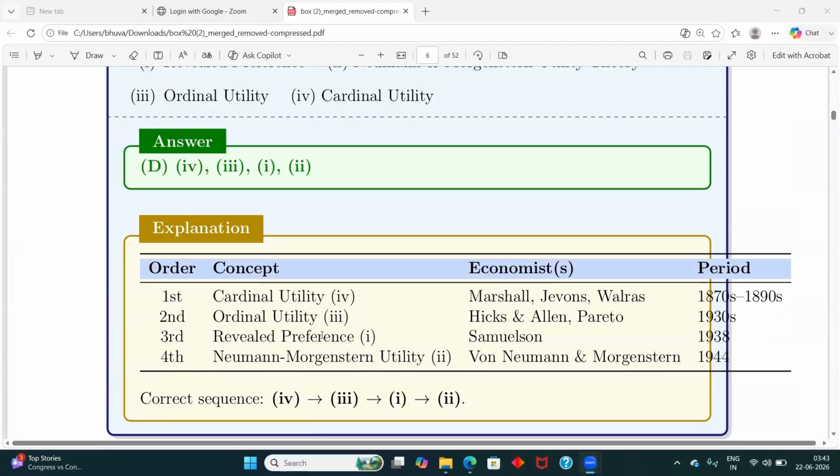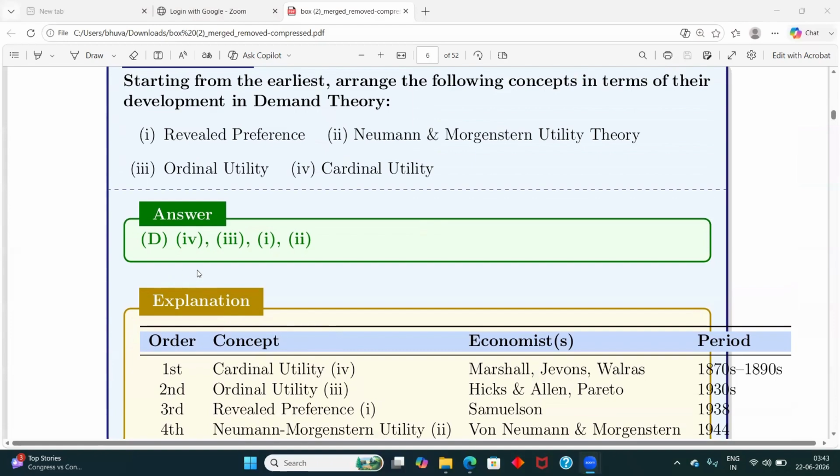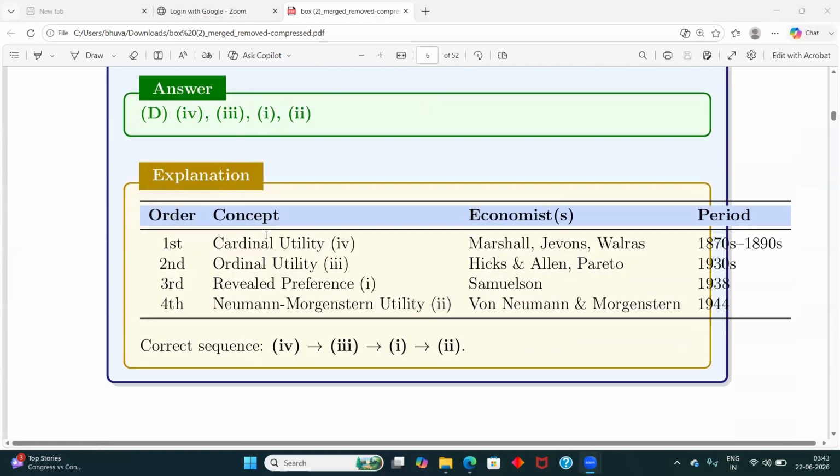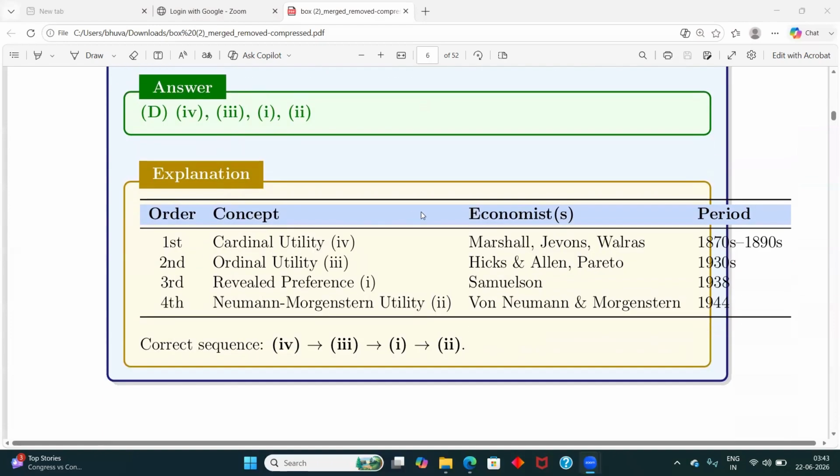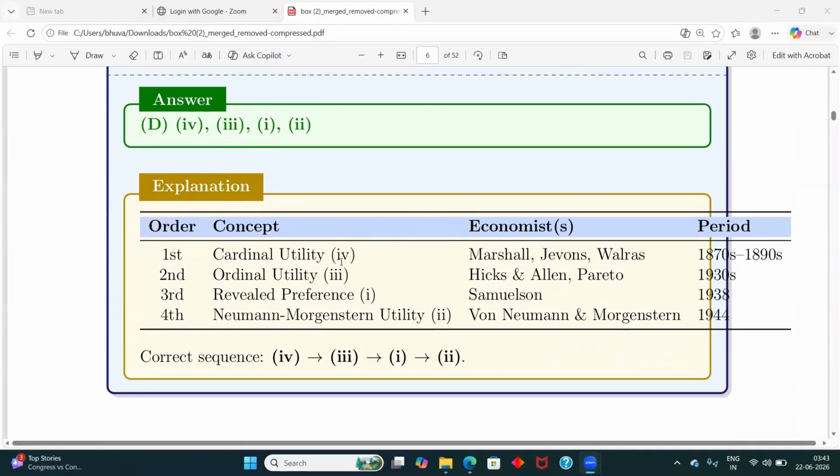So the correct answer is here. We have not been given the options, so arrange them in this way: first comes cardinal utility, then ordinal utility, third position for revealed preference, and the last one is Neumann-Morgenstern utility.